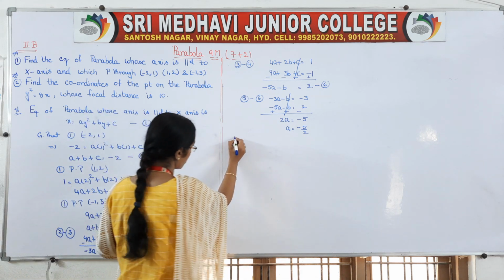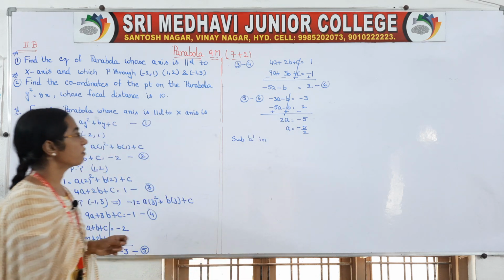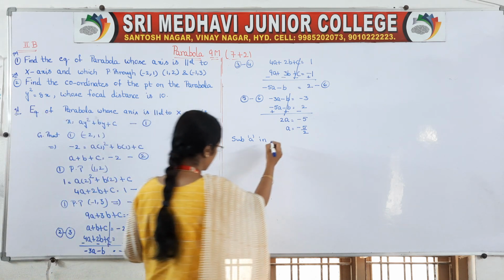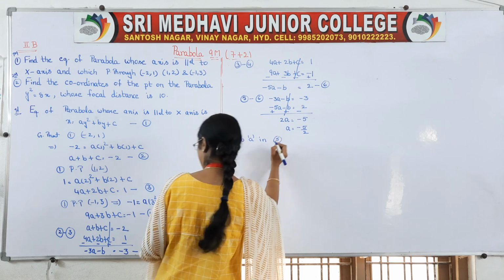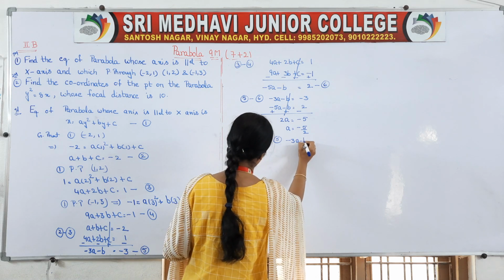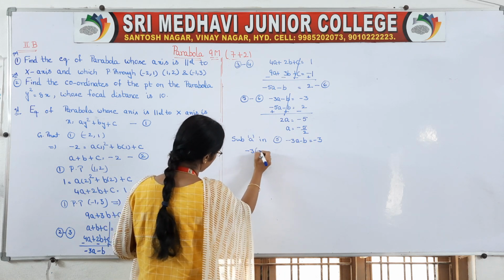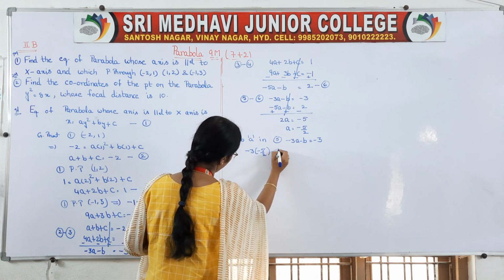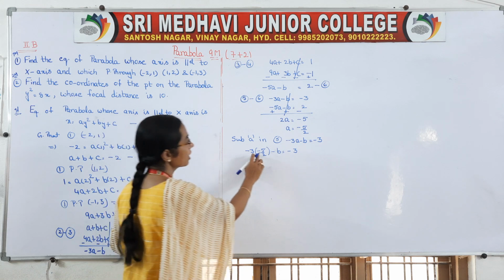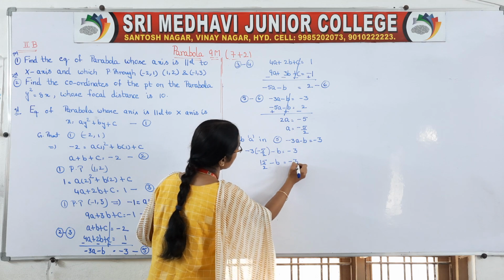Now substitute your a value in any one equation, either the fifth or sixth equation. In the fifth equation, substitute a. What happens? First you write the equation, minus 3a minus b is equal to minus 3. So minus 3 into minus 5 by 2 minus b is equal to minus 3. Minus into minus is plus, so 15 by 2 minus b is equal to minus 3.